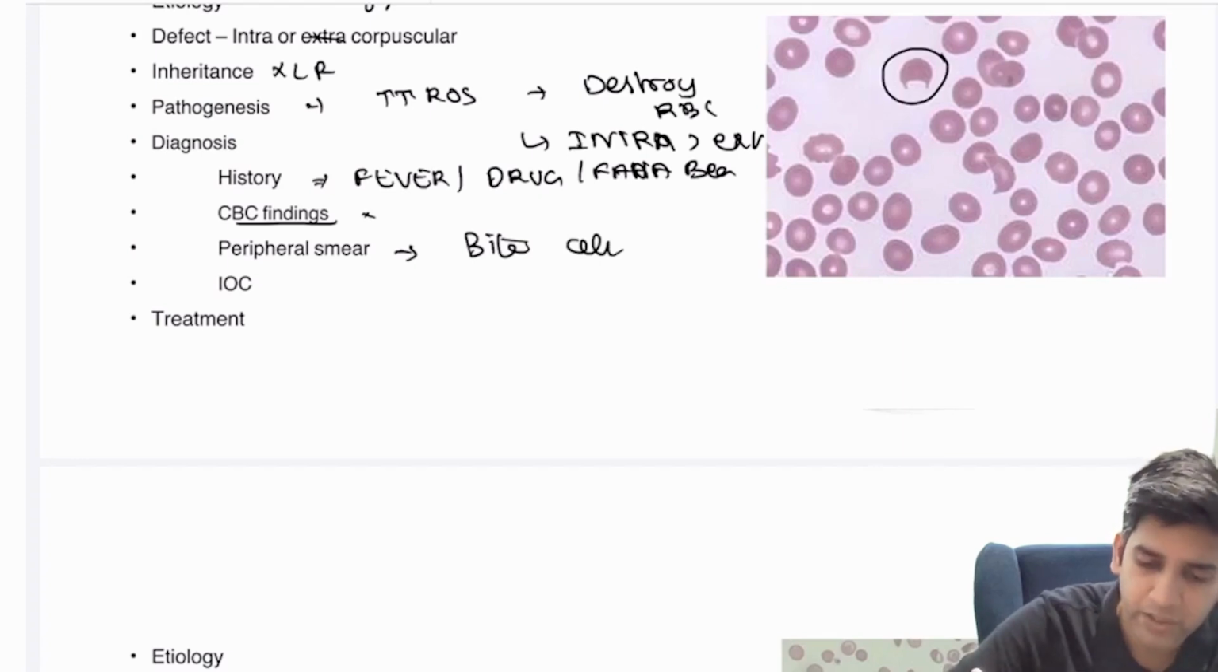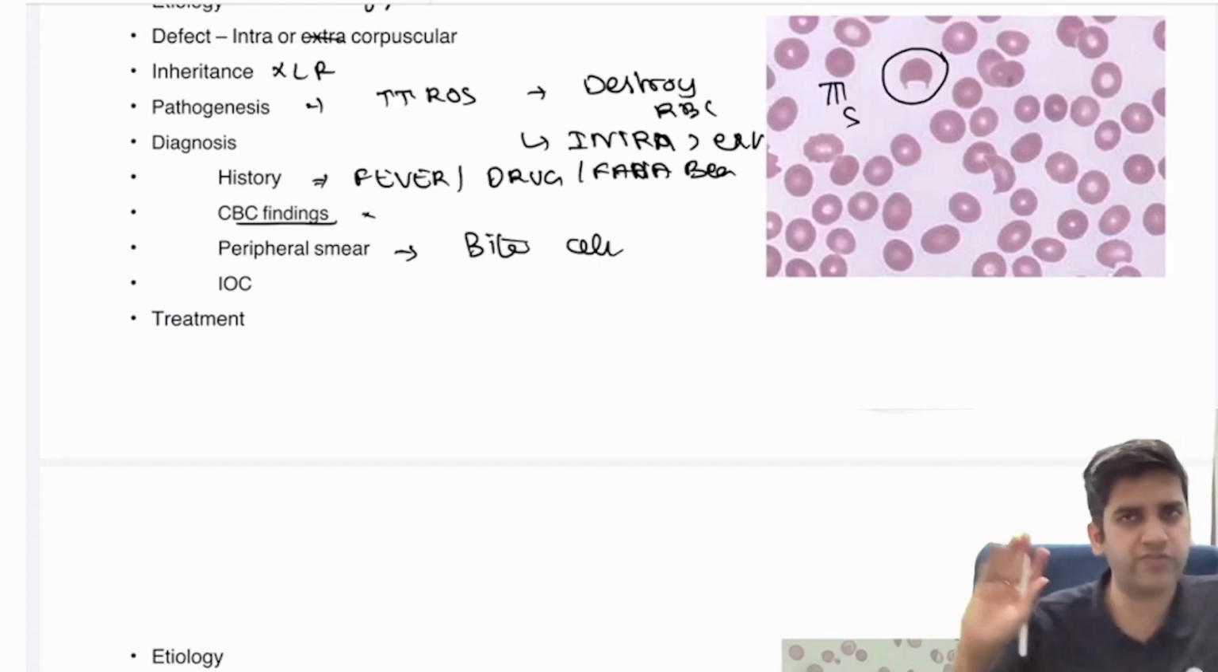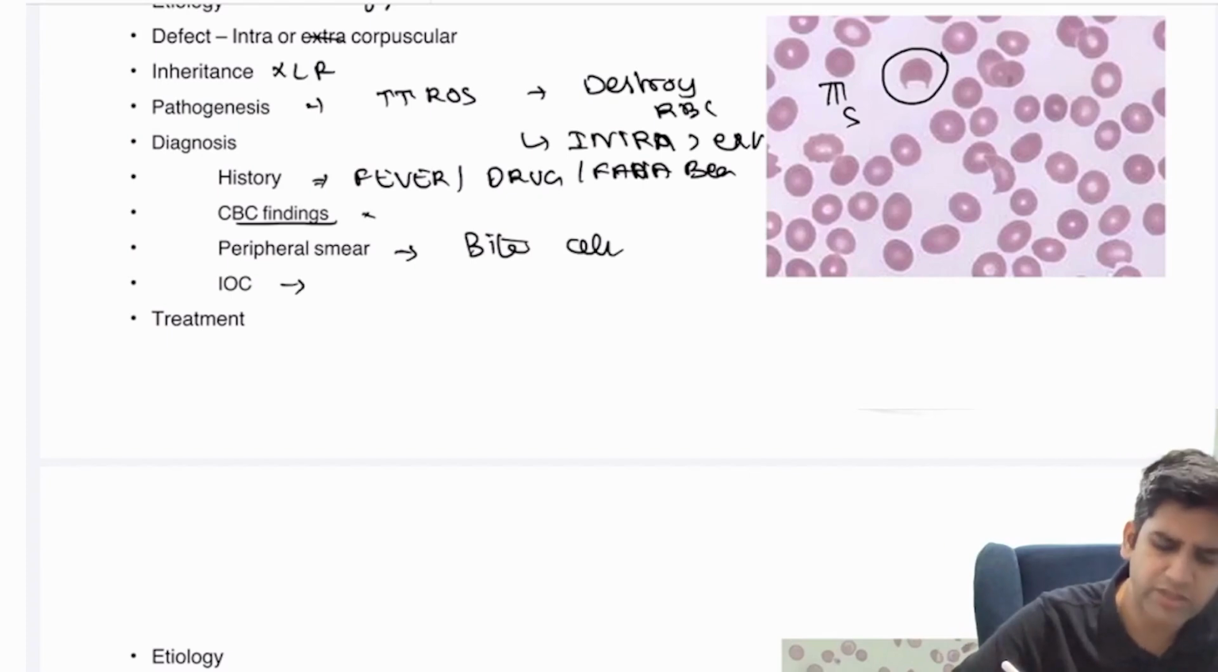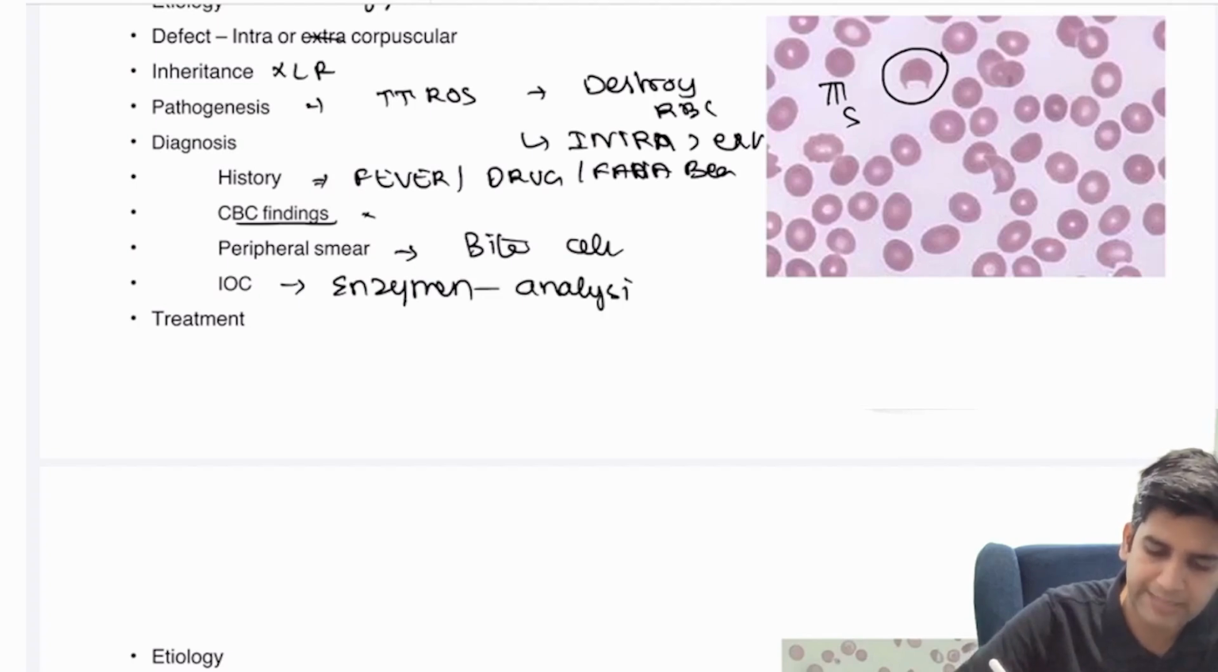You can see them, right? You will see spherocytes also. Okay, you'll see spherocytes, you'll see bite cells. Investigation of choice, undoubtedly, it's an enzyme deficiency. Every enzyme deficiency will have enzyme analysis. That is the investigation of choice you do in this patient.